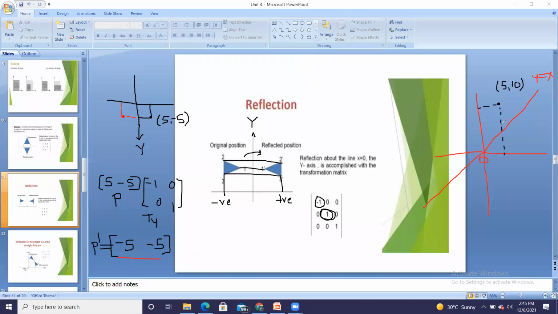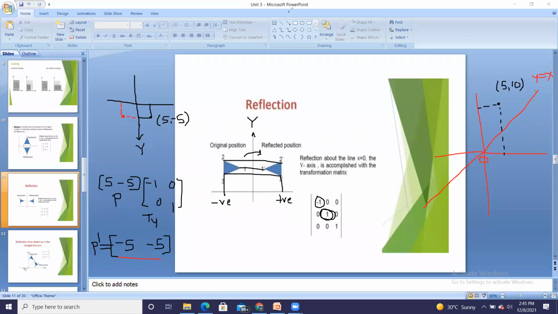Reflection is the mirror image of the point where this line will act as a mirror. This line is acting as your mirror. This color is not looking good. Okay. This line y equal to x is acting as a mirror, and you are going to draw a perpendicular on that line and extend it on the opposite side.